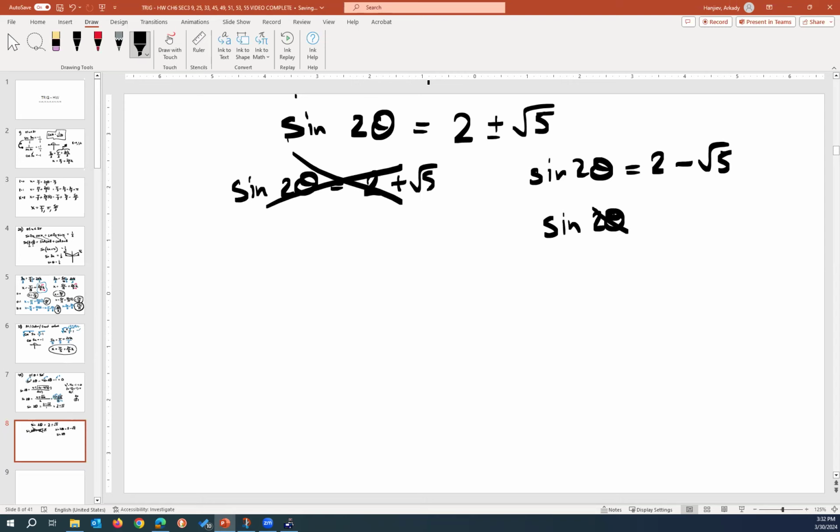So this right here changes into this. And notice we got a -2 on my hands, so be mindful of that. I'm going to change it to a reference angle in quadrant 1. In order to do this, I have to make this positive.